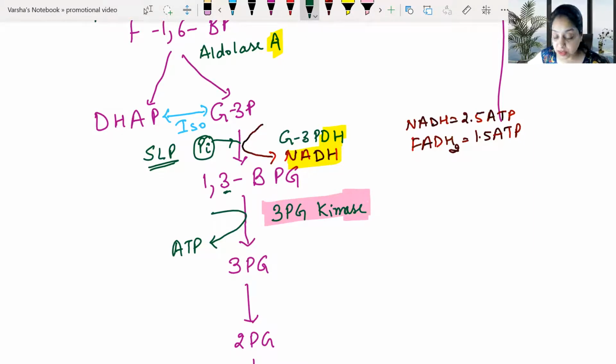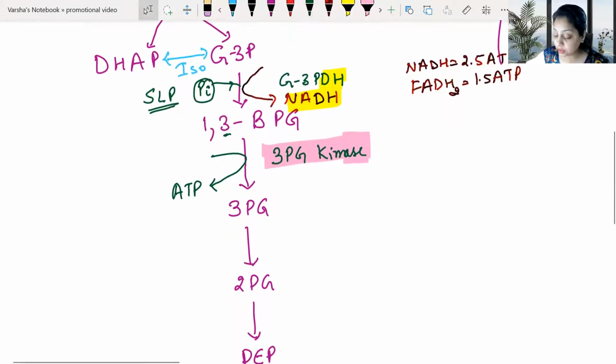So 3-PG is converted into 2-PG, right? The phosphate is being moved from the third position to the second position, and the enzyme is a kind of mutase enzyme. What kind of an enzyme is a mutase enzyme?